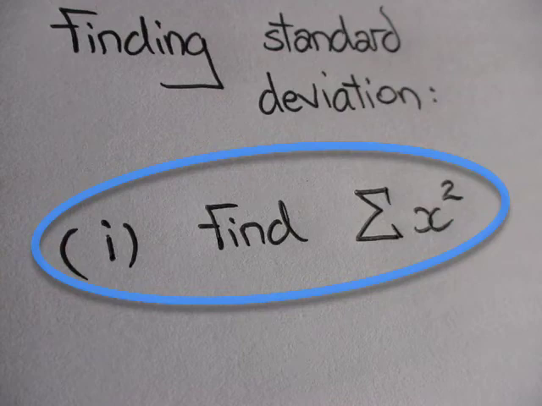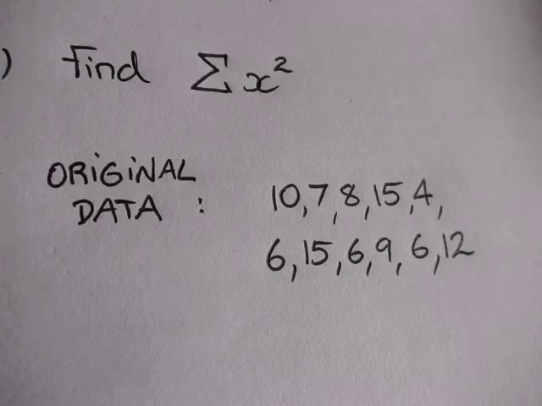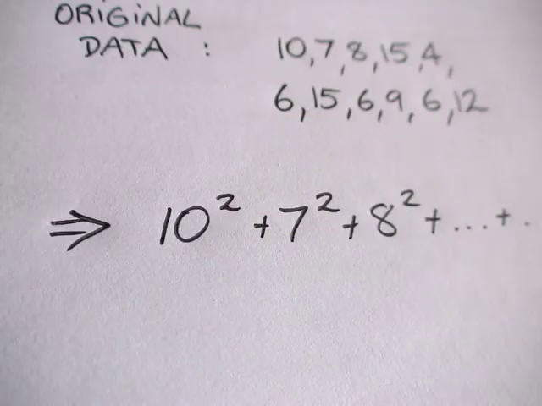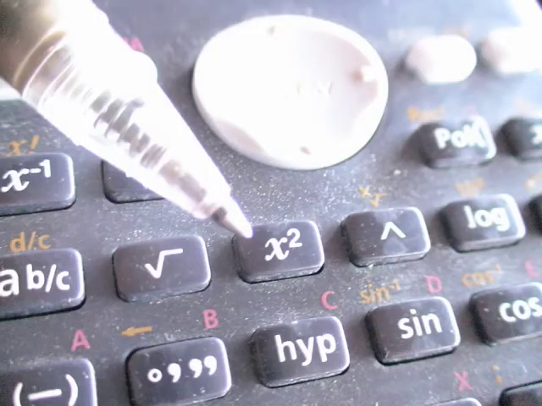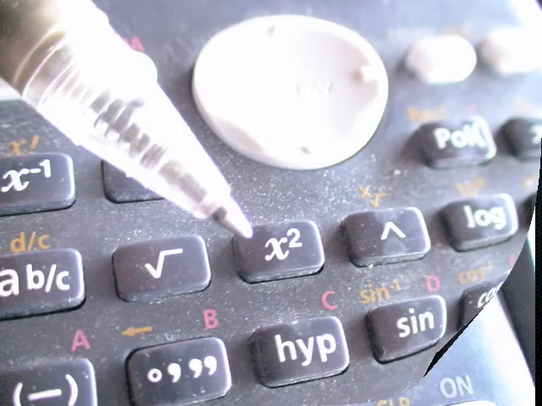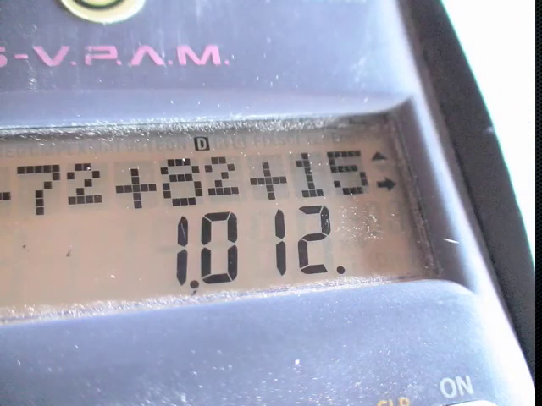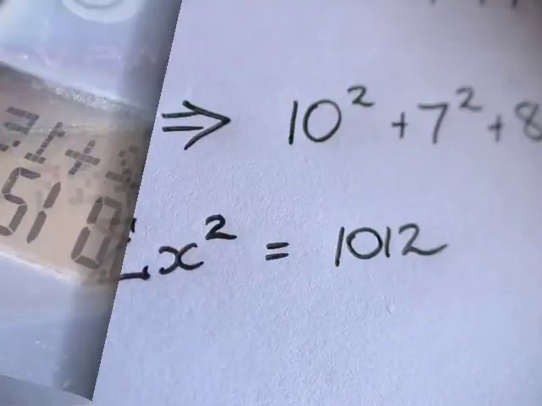First step, find sigma x squared. Here's our original data in unranked order. We're simply going to add up the squares of all the numbers: 10 squared plus 7 squared plus 8 squared on our calculator. As you enter each number, just hit the x squared button on your calculator. When finished, we hit equals. We come up with the answer 1012.